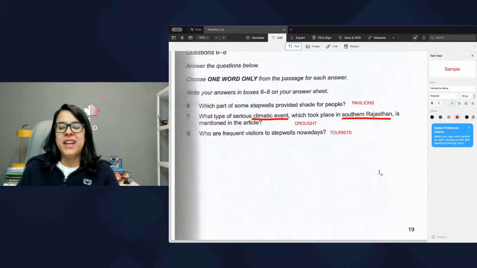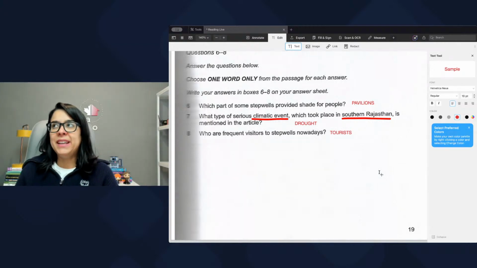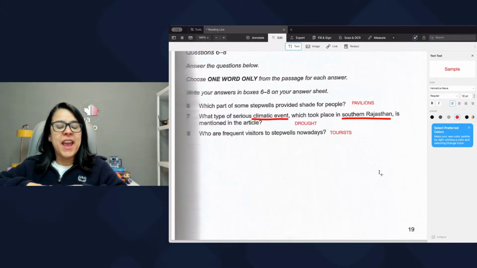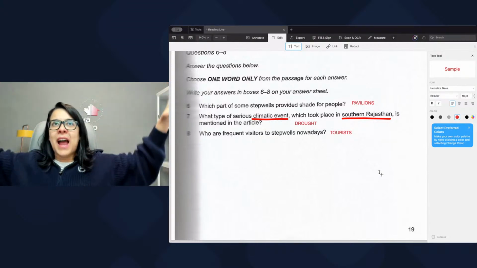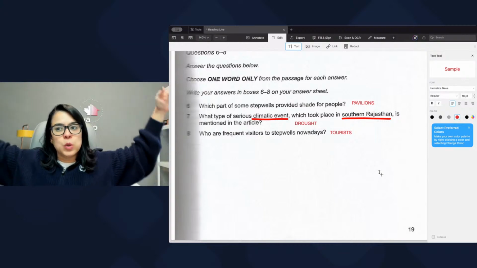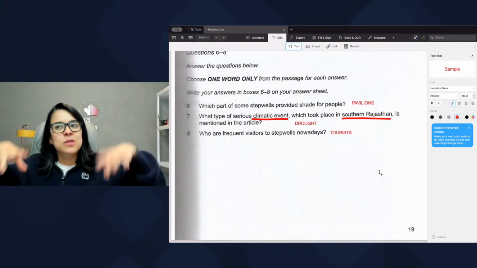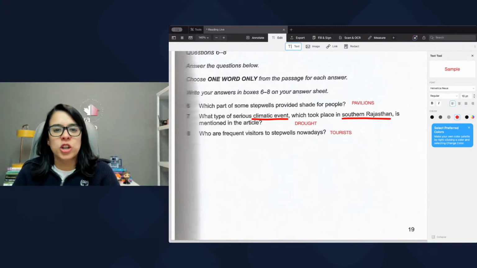So basically, a step well is a well that collects and keeps water, and it is like a rectangle or square with steps. All right. And when it rains, it collects water. So it's something super important in this dry area, as we had already read.